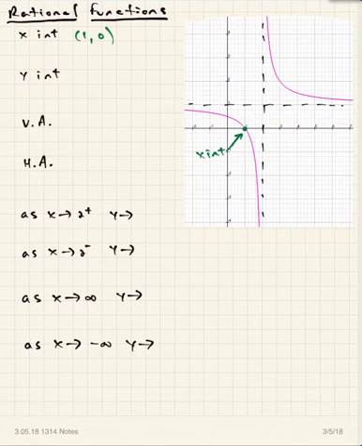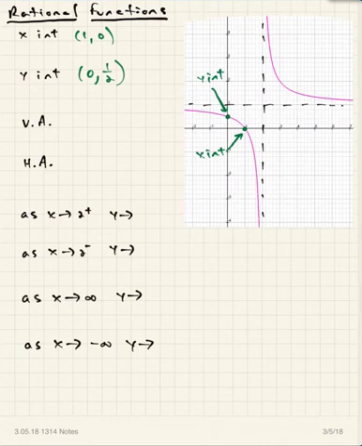The y-intercept, and notice that would be something we'd have to estimate. The y-intercept is where the graph crosses the y-axis, and that's that point right there. It looks like it's at (0, 1/2).